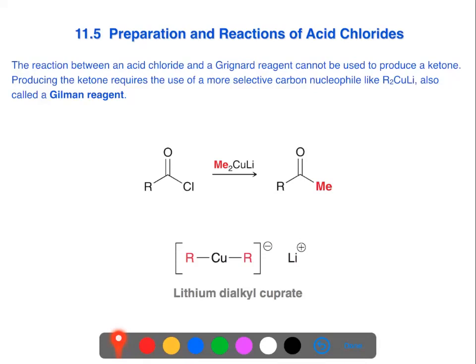So we need to use a more selective reagent, and for this purpose that is the Gilman reagent. And the Gilman reagent is shown. This is a lithium dialkyl cuprate. And the idea here is that we're generating our carbanion from this particular species. And so we'll use different dialkyl cuprates depending on what alkyl group we want to incorporate into our final ketone. The mechanism is exactly the same, nucleophilic acyl substitution, where now it's really a transfer of a carbanion from the Gilman reagent.